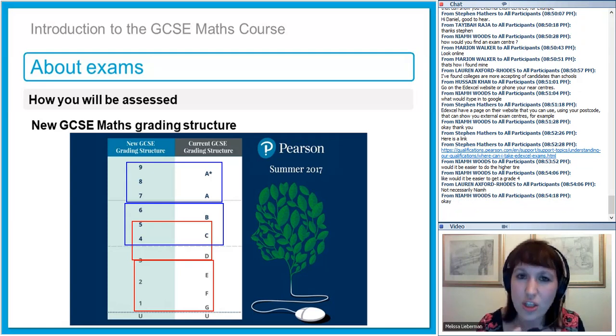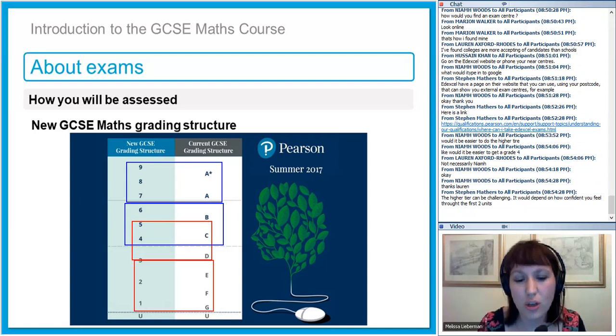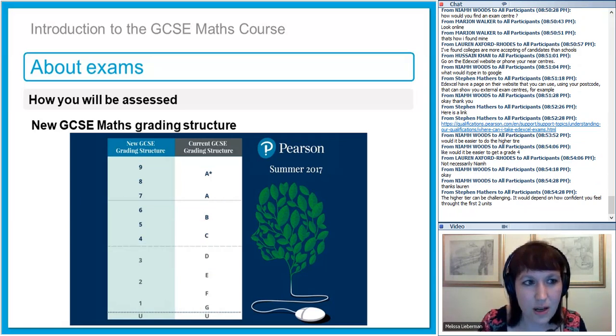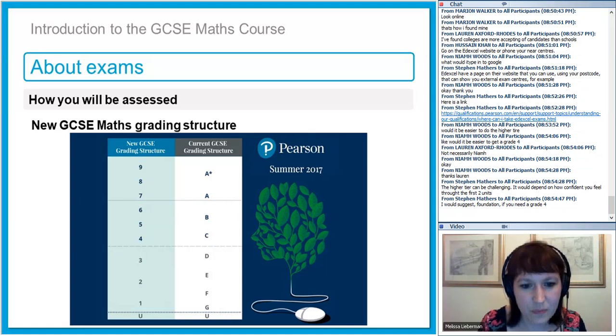In theory, if you're at a grade 4 level, you should be just as likely to get to a foundation tier as you are at higher tier. But if you're at a grade 4 level, I wouldn't recommend doing a higher tier paper because if you look at it, I'll just rub these out. So supposing you're at a grade 4 level and you do a higher tier paper, that's going to be the range of questions on that paper.